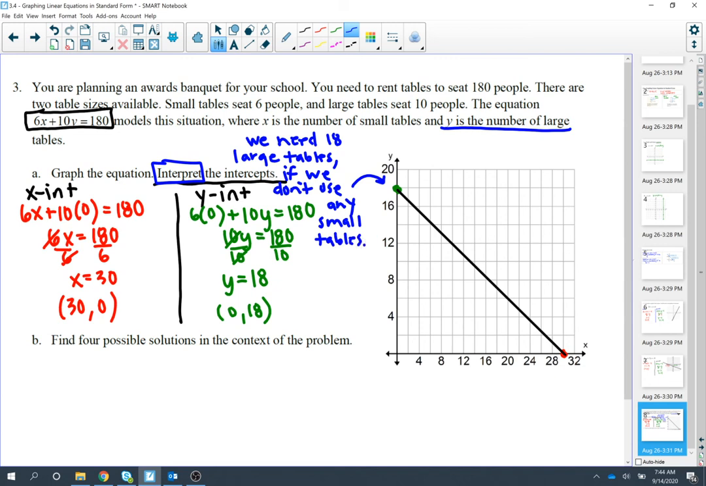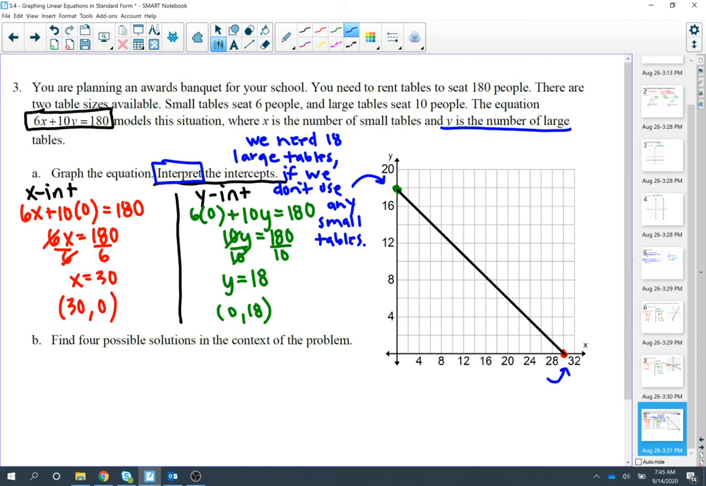So if we decide I'm not using any small tables, I'm just going to use the large tables, we're going to need 18 of them in order to seat everybody in that room, because remember we have 180 people. So why wouldn't we just use large tables? Well, maybe we don't like 10 people at a table, or maybe 18 large tables won't fit in the room. Maybe they're just too big, so we have to break it up with some small tables.